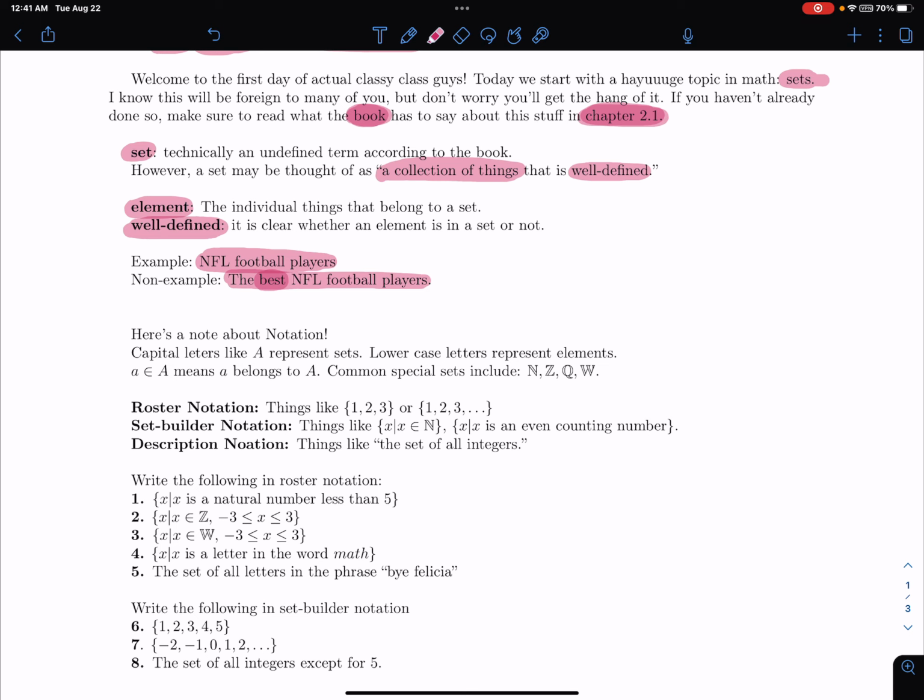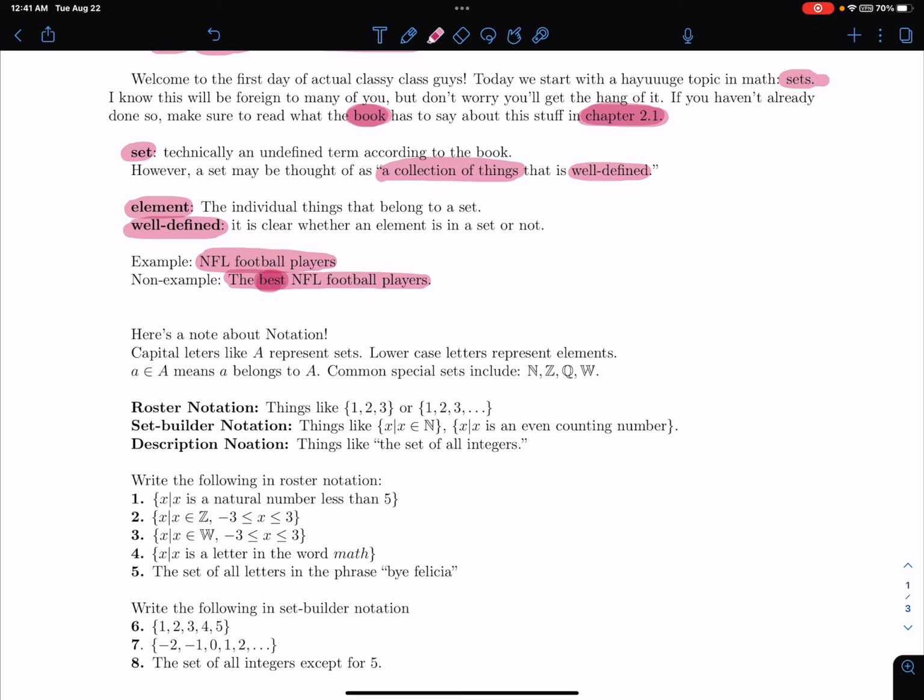Okay, even though I just said that and I said what well-defined is, sometimes we can be a little loosey-goosey. We could really think of the best NFL football players as a set. It is a collection of things. It's just, strictly speaking, by the purest form of the definition, it wouldn't be considered a set just because of that ambiguity here with the word best.